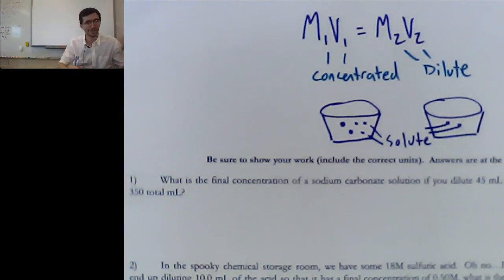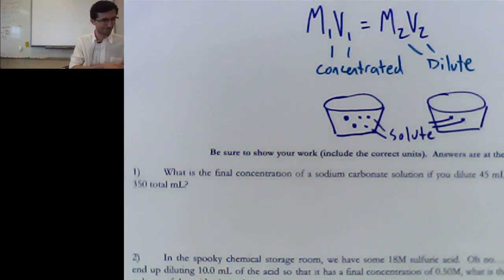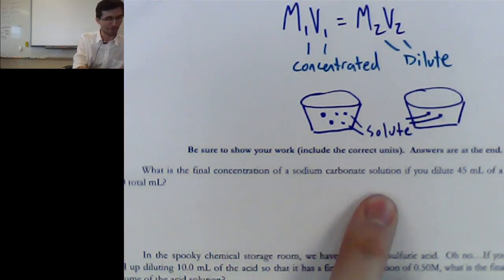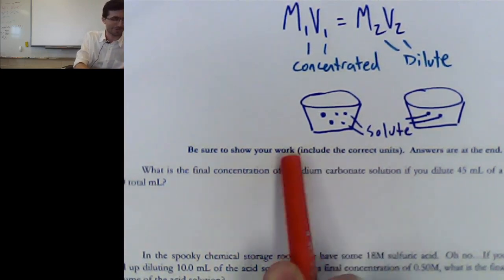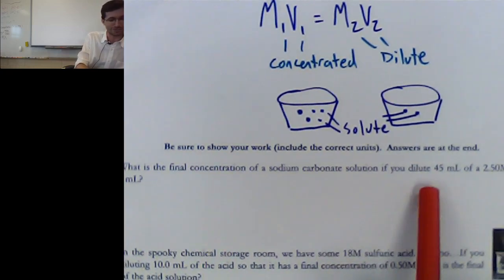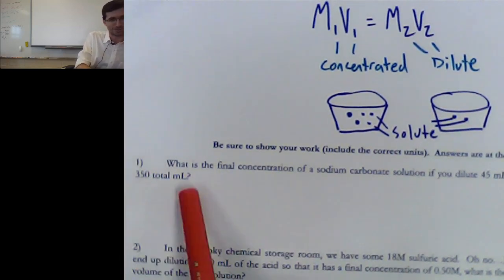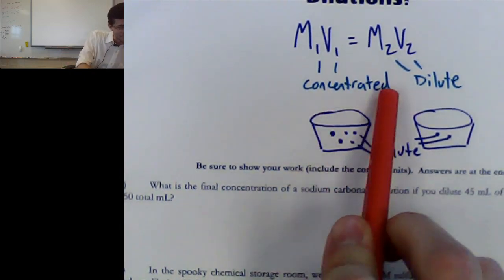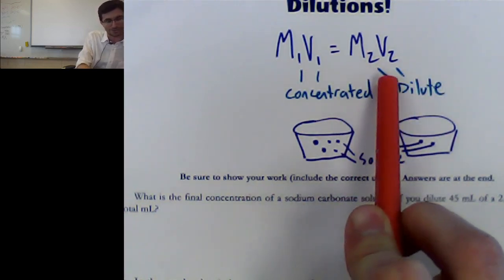All right. Hello, everybody. So we're going to look at our first example up here. What is the final concentration of a sodium carbonate solution? The actual solution does not matter for these, so if you don't like writing out the formulas of something, it doesn't matter. The final concentration for this solution, if you dilute 45 mL of this molarity solution to 350 total milliliters. Concentrated solution is M1V1, dilute solution is M2V2.